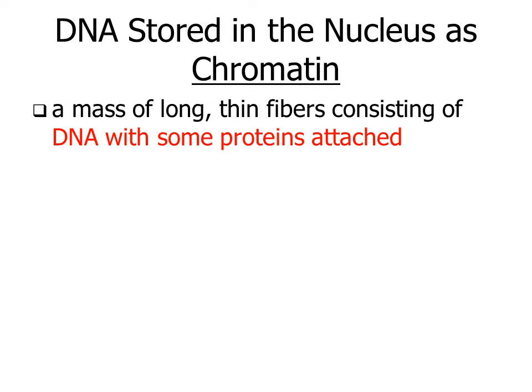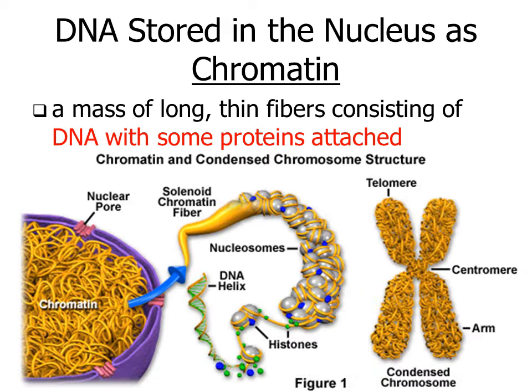And chromatin is a mass of long, thin DNA fibers with proteins attached, shown here. So on the left, it looks like a bowl of spaghetti, but it's actually a bunch of chromatin all jumbled up inside of a nucleus. So that purple is representing the nuclear membrane. And then the middle is showing you that the DNA helix is being wrapped around these histone proteins. So remember, histone. So DNA plus histone proteins equals chromatin.